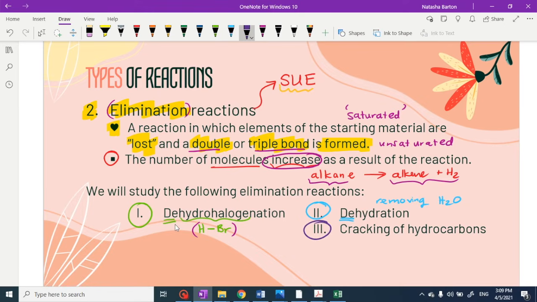Then we have cracking of hydrocarbons. Cracking of hydrocarbons is basically where you have some long hydrocarbon chain. Hydrocarbon, just hydrogen and carbon bonded together, and you're going to crack that compound to form smaller hydrocarbon chains. That is cracking. Okay, so these are the 3 different types of elimination reactions, and in videos to follow, I'm going to walk you through each different type. This is just an introduction to your elimination reactions.